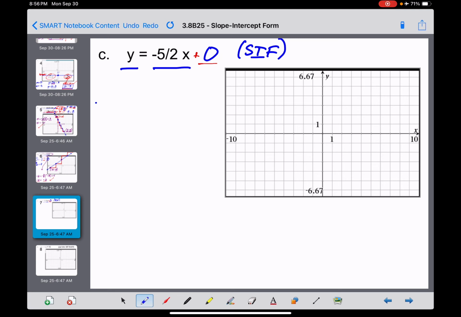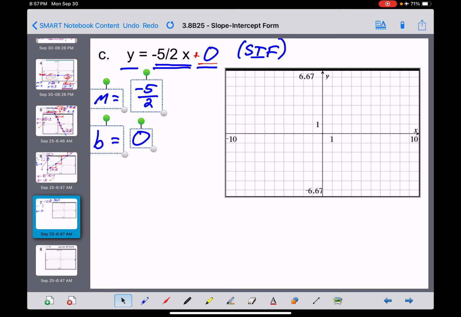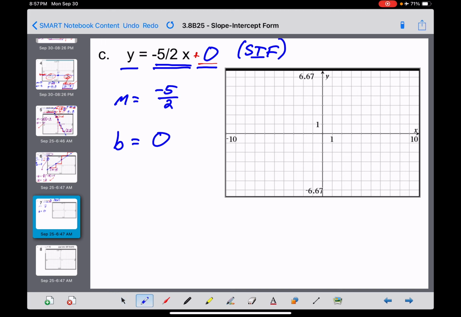And so, we should be able to tell that the slope of this line is the coefficient of x, so -5/2, and b, the y-intercept, is the number added at the end. That's going to be a 0. So as we said before on the last 2 problems, guys, we actually start worrying about the y-intercept first. And with a y-intercept of 0, we know that this line has to pass through the origin.